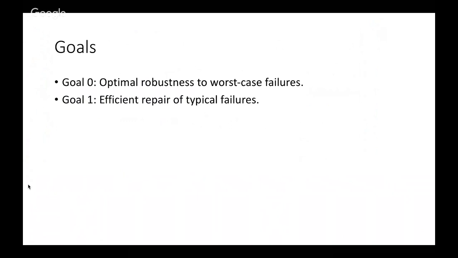And I'll clarify that a little bit more on the next slide. Goal 1 is that we want efficient repair of typical failures. So even though we want to be able to repair worst case failures, like the nastiest things that could possibly happen, for everyday run-of-the-mill failures, we want to be much more efficient. This is all very vague. I'll make it more precise on the next slide.